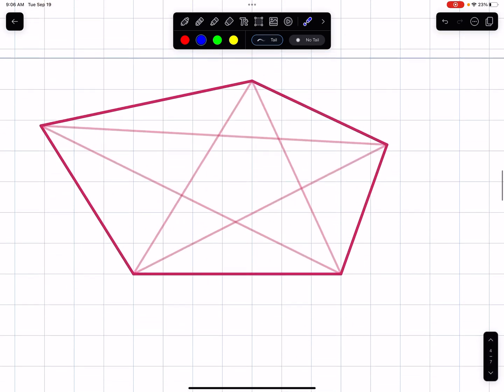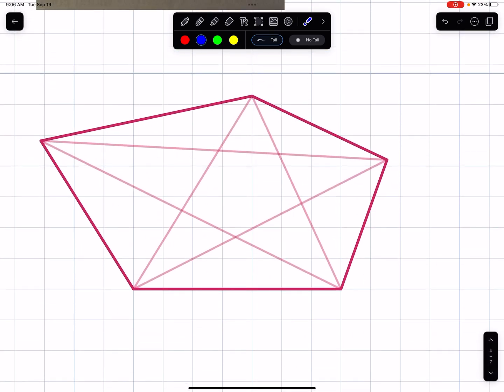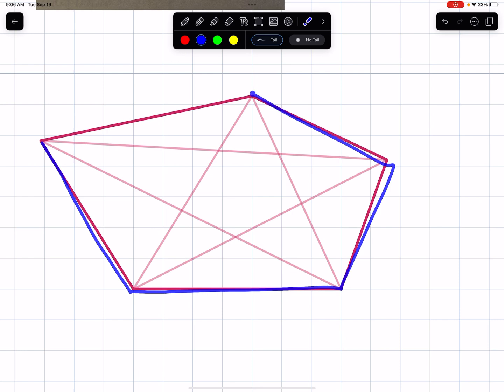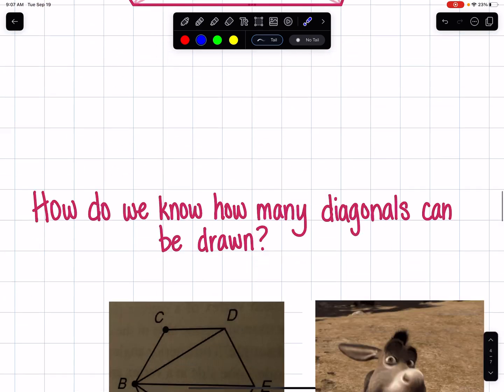Okay, for this shape, you can see that there are 5 diagonals. So here's the shape. 1, 2, 3, 4, 5. It's a pentagon. We've made 5 diagonals inside this convex pentagon. And let's say that you wanted to figure out how many diagonals you can make anytime you have a shape like that. This is what you do to figure that out.